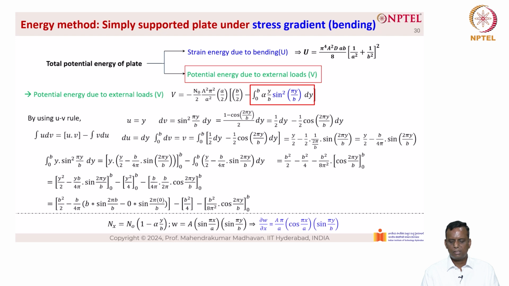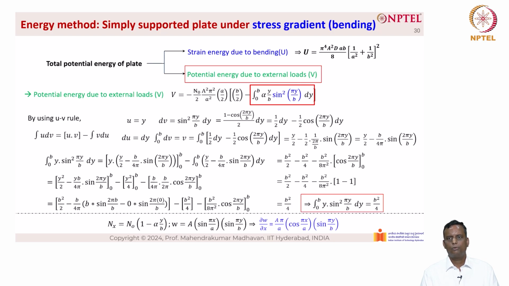So we can simplify this further, and finally we get the value which is b square by 2 minus b square by 4 minus b square by 8 pi square into 1 minus 1, which leads to the value b square by 4. So we have integral of 0 to b y into sine square pi y by b into dy equal to b square by 4.